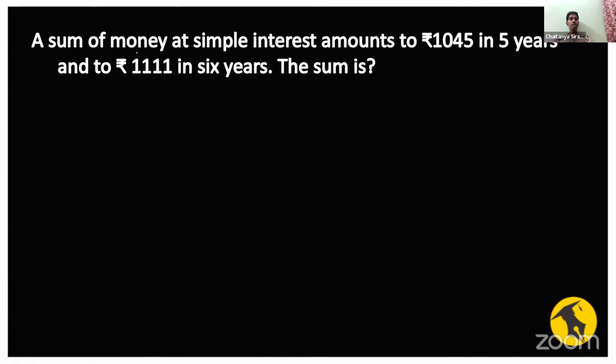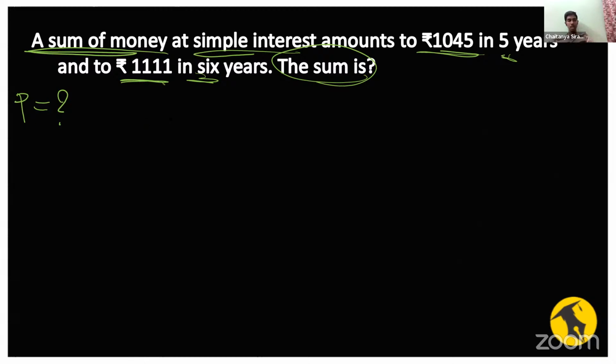Okay, now it says a sum of money at simple interest amounts to this in 5 years and 1111 in 6 years. You have been asked the sum. That means you have been asked the principal. Now you don't have rate of interest given. You have number of years, but you are not given the principal. How can you find out? For 5 years and 6 years, I know the amount.